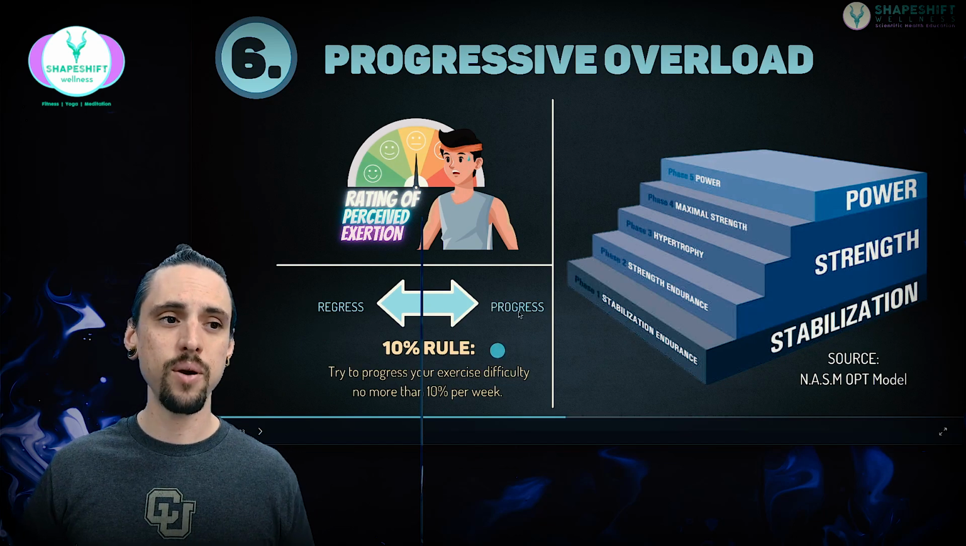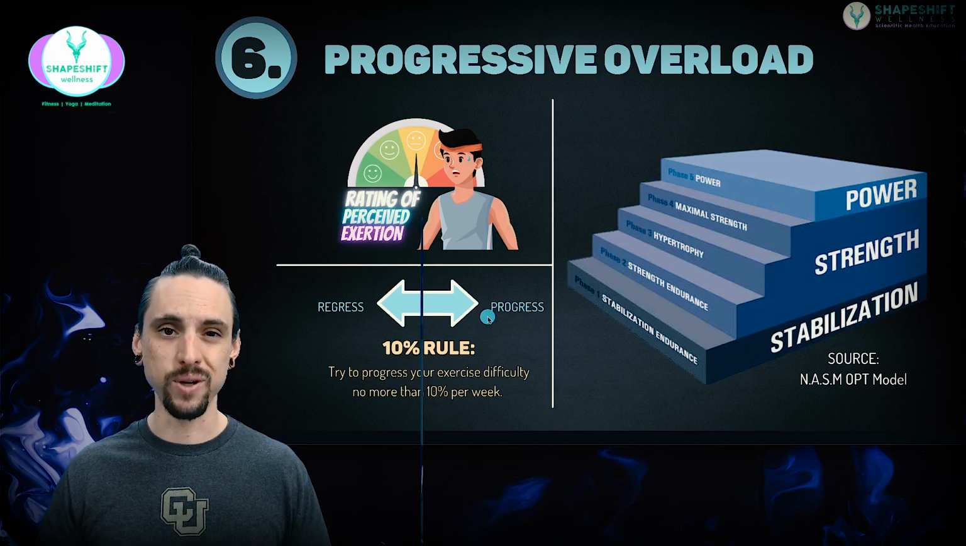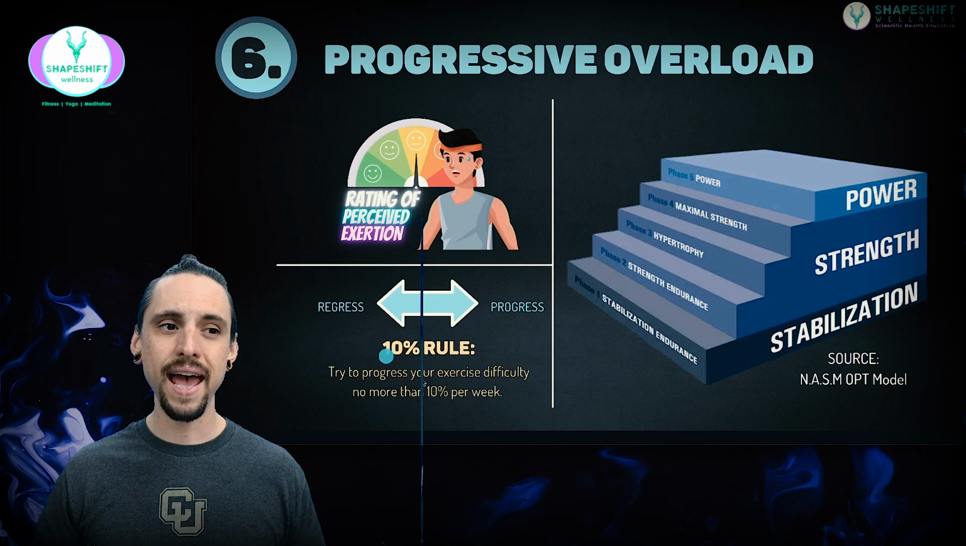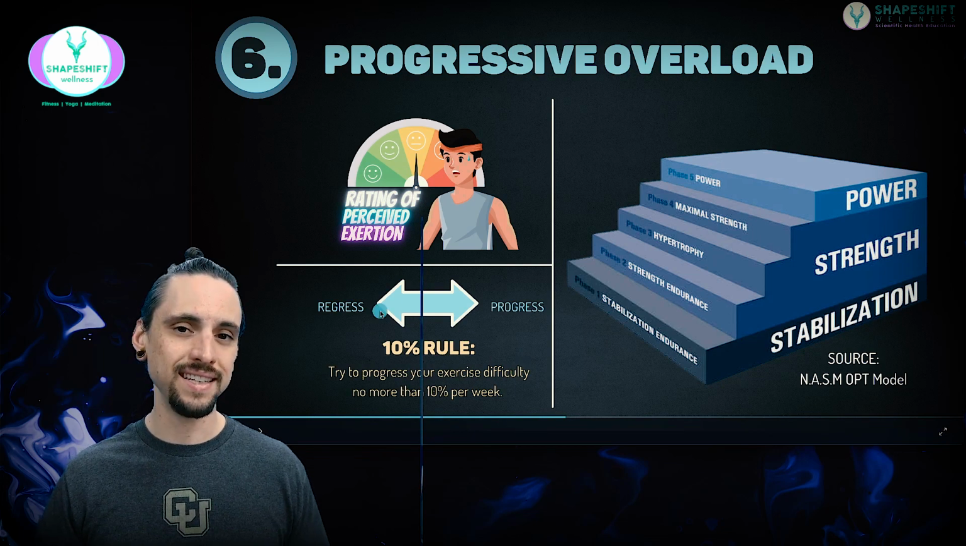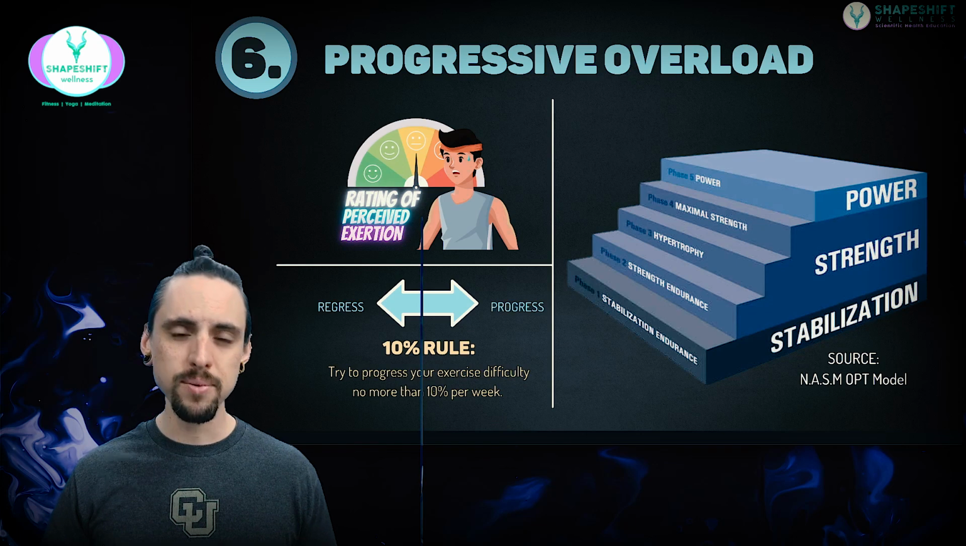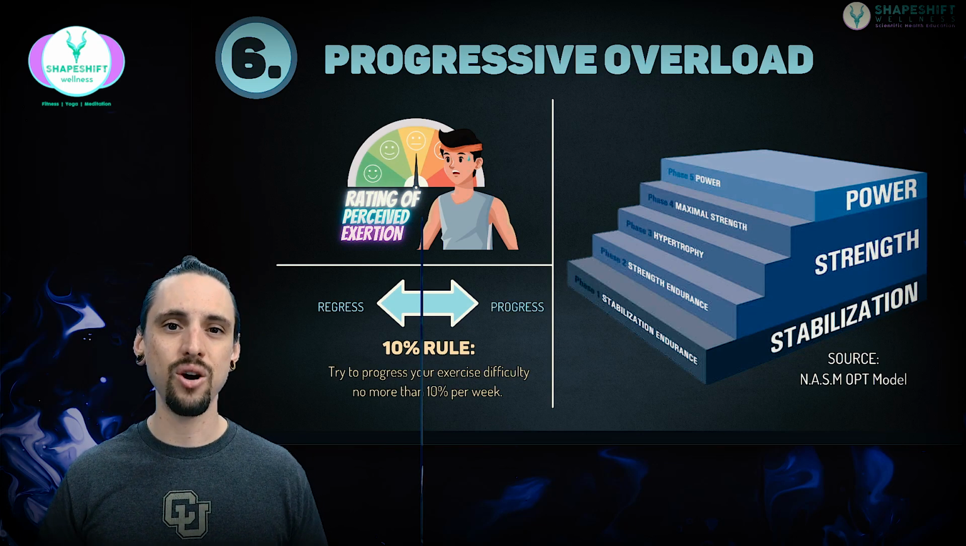And then if we understand what we call the 10% rule, which is just to say that in terms of regression and progression, in other words, making an exercise more difficult or less difficult, that if we add basically 10% intensity or 10% difficulty per week, then we probably are challenging ourselves enough that we're going to get stronger, but we're not overdoing it where we risk getting injured.